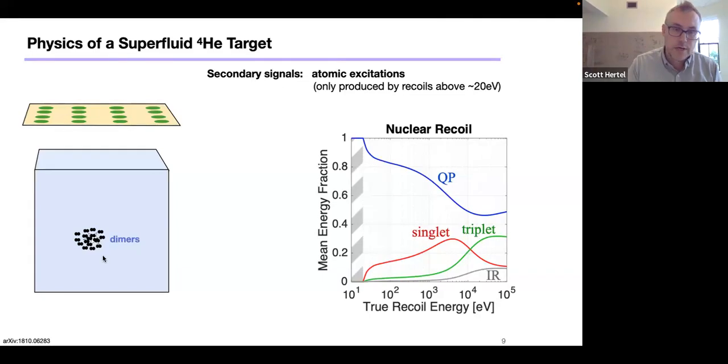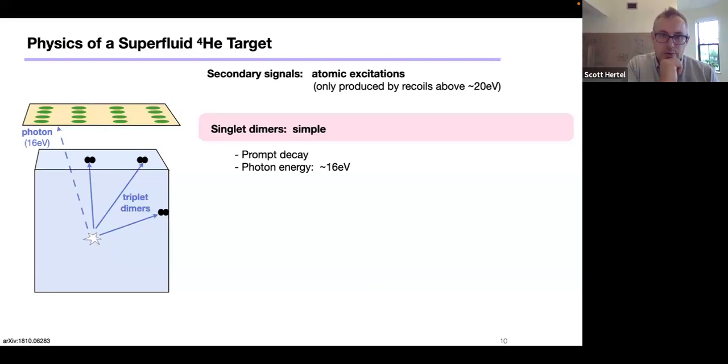So picture all of these dimers here at the recoil site, and then what happens to them? Will they cause backgrounds for us? Will they help us discriminate backgrounds from signals, etc.? The singlet dimers are a very simple story. They have a prompt decay, and we see them as scintillation photons. Essentially, immediately upon the energy deposition in the helium, we see photons arrive at the calorimeter.